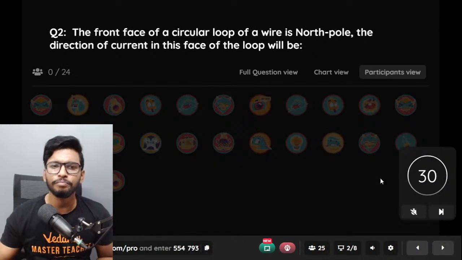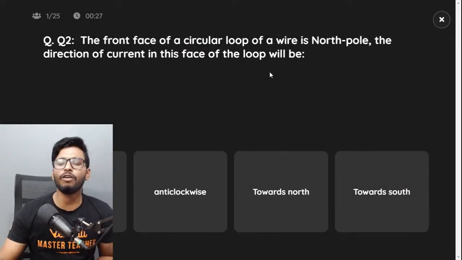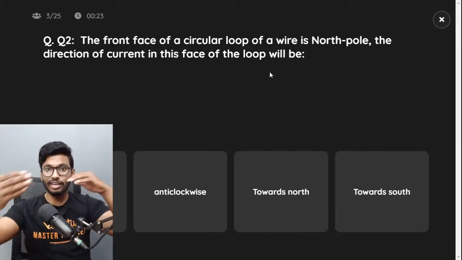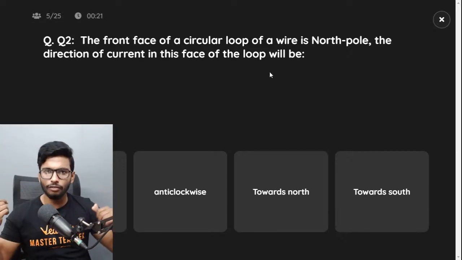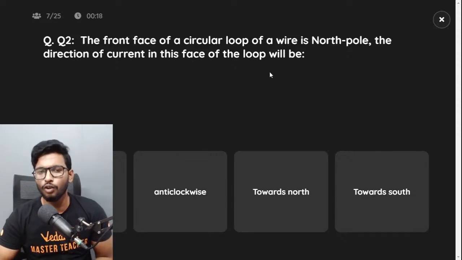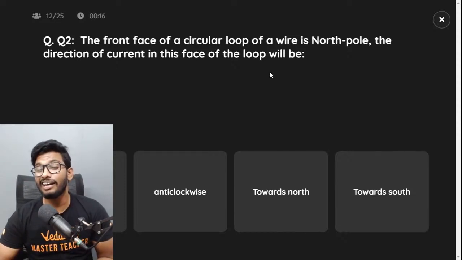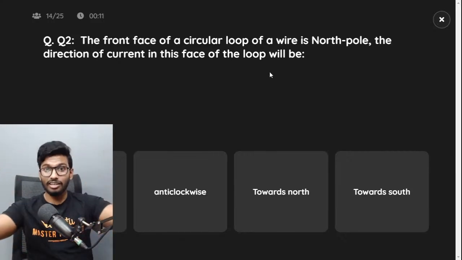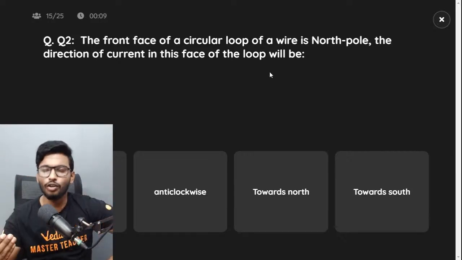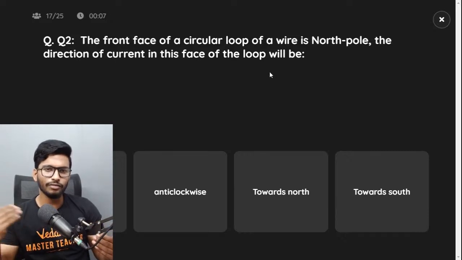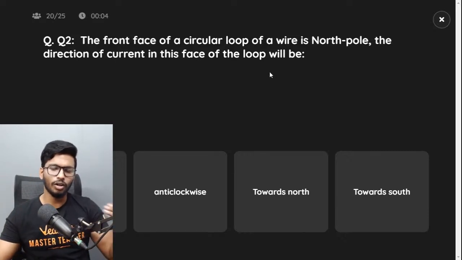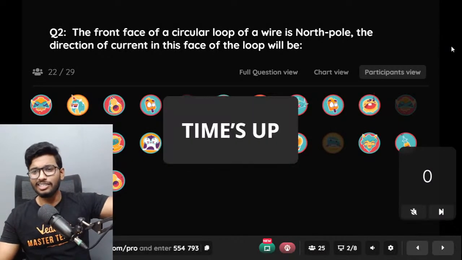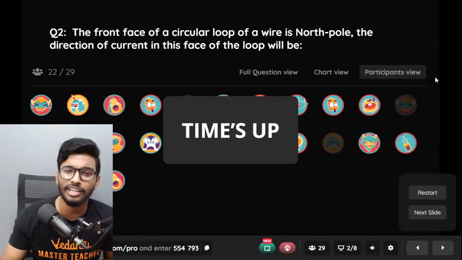Let's go. Second question. The front face of a circular loop of wire is the north pole. The side that you are facing is the north pole. What would be the direction of current in that particular face? If you are facing a circular loop and that face is the north pole, what can you tell about the direction of the current? Is it clockwise, anti-clockwise, towards north, or towards south? Super easy question, something you've already studied in the previous session. Let's see how many of you can figure it out.